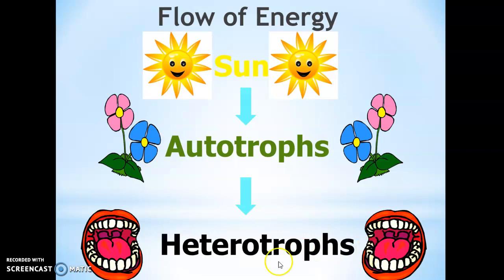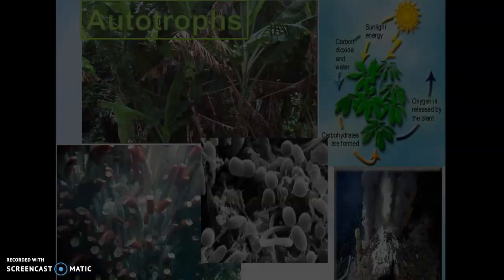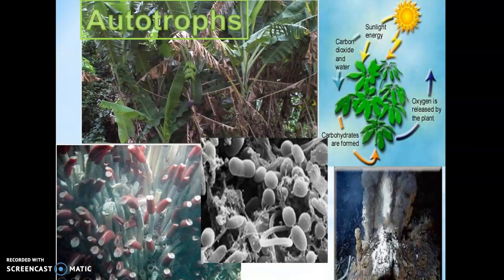So I see a big mouth here. It's not mine, by the way. So these are things that have to eat in order to get the materials that they need to make energy. So we'll first look here briefly at autotrophs.